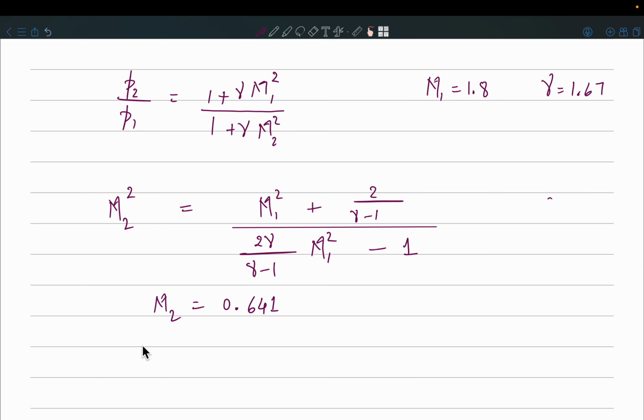Okay, so now please calculate and tell me P2 by P1. We have the equation there. Yeah, that also you can get from gas table directly. P2 by P1. Yes, 3.8. Okay.